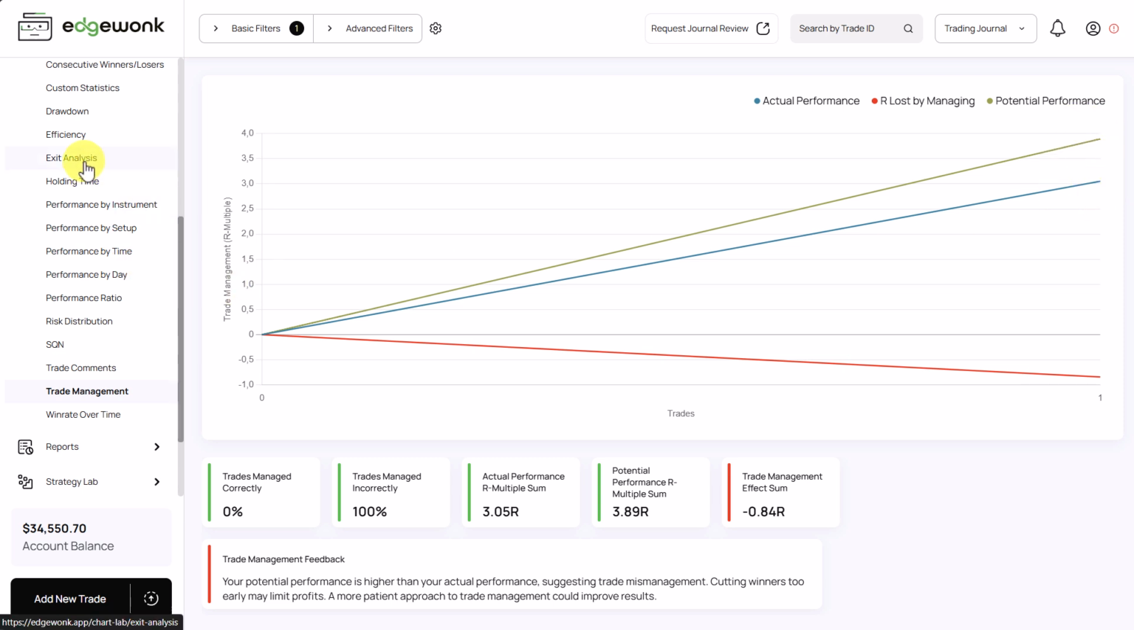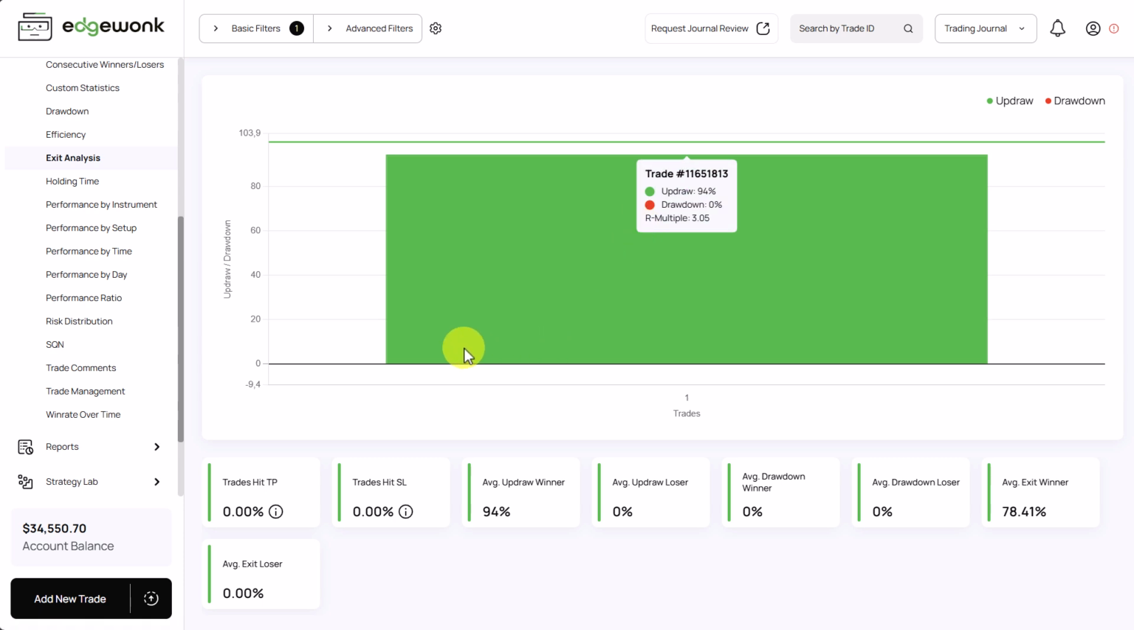Let's go to the exit analysis graph. And this is the bar for our Euro-US dollar trade. So what do we see here? The green part is the updraw, and in Edgewonk this means how much the price has moved in our favor. The green horizontal line is our take profit, and the black point that we see here is our trade exit marker.